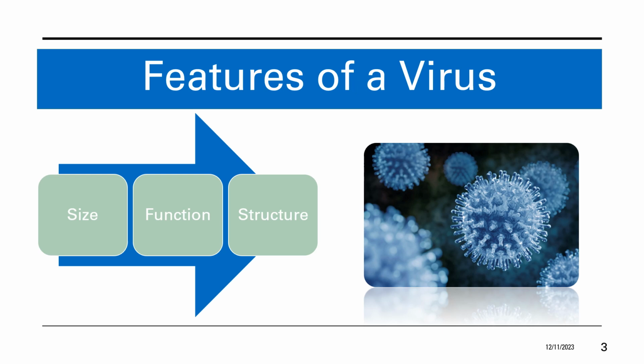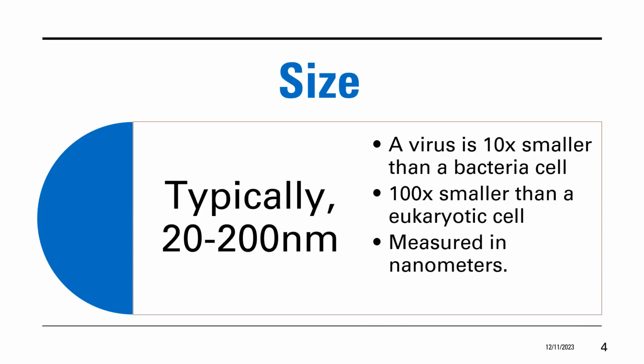Next, we have features of a virus. We'll talk about the size of a virus, the function of it, and the structure. The typical size of a virus is 20 to 200 nanometers, and that's what viruses are measured in, nanometers. A virus is 10 times smaller than a bacteria cell and 100 times smaller than a eukaryotic cell.